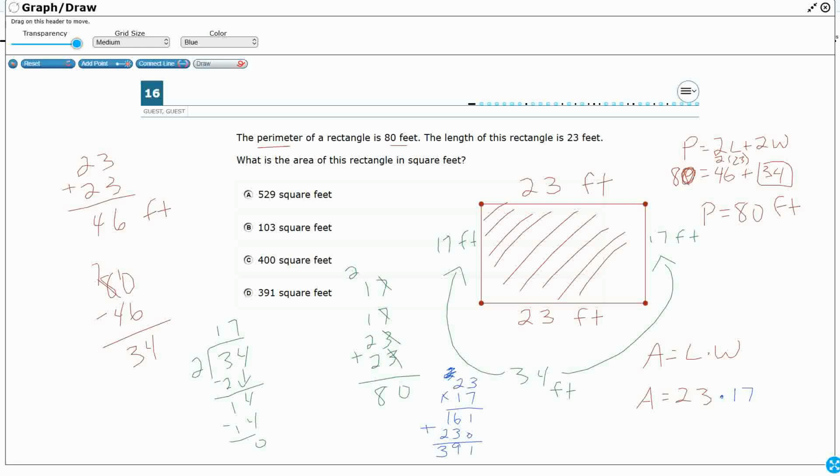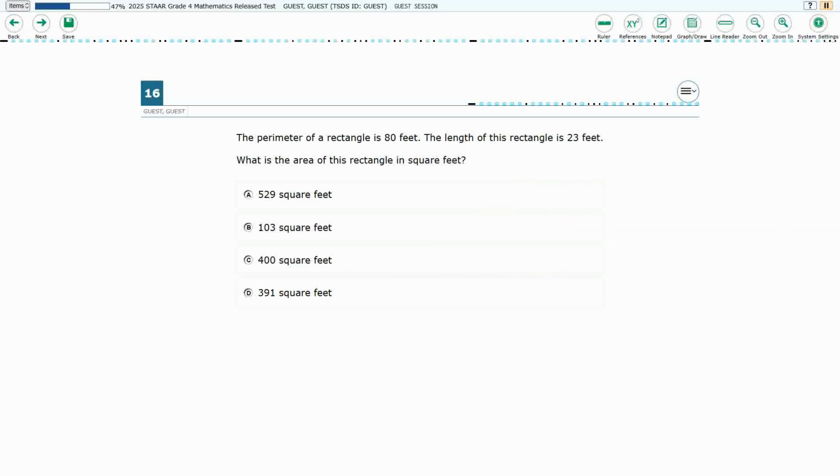And since we're dealing with area, it's going to be feet squared, or you might see it written like this, square feet, just because we're dealing with imaginary squares in the inside of that rectangle. And so we see our answer here. We do have an area of D, 391 square feet.